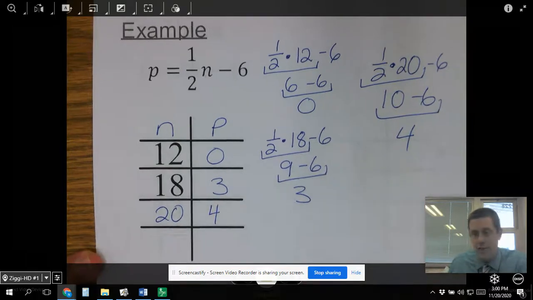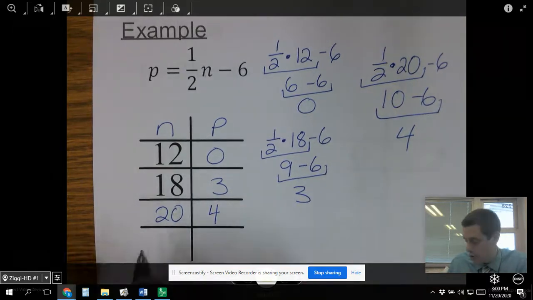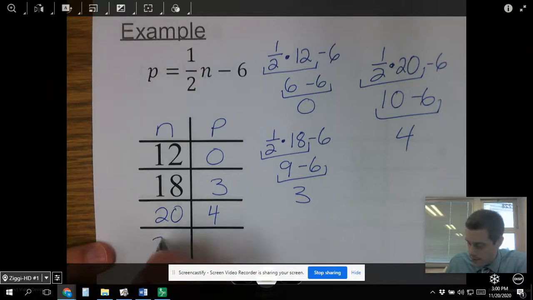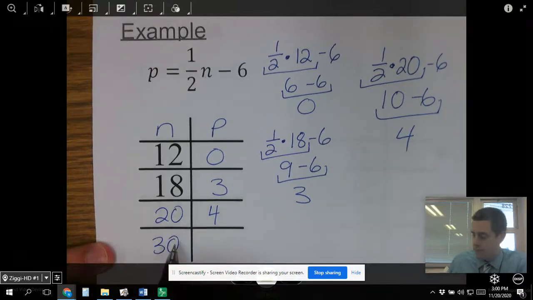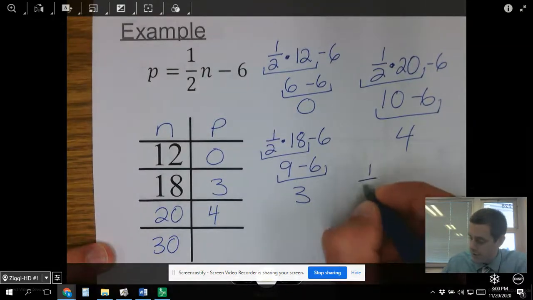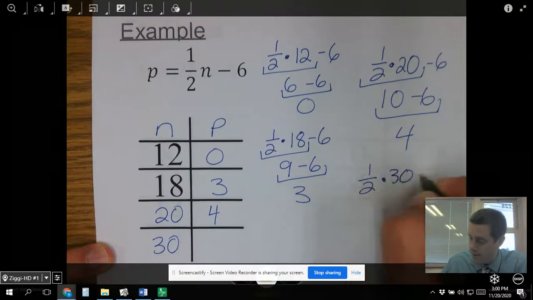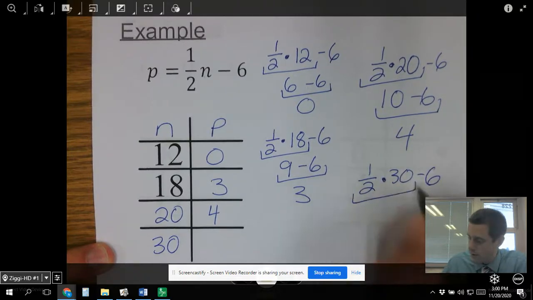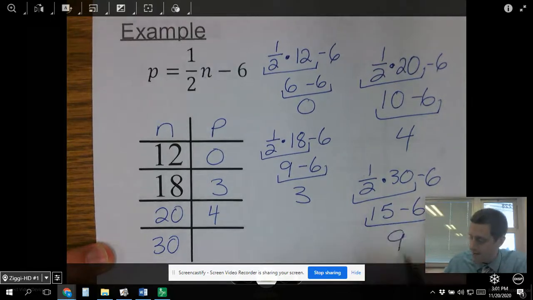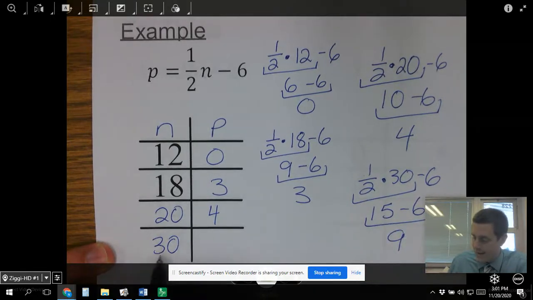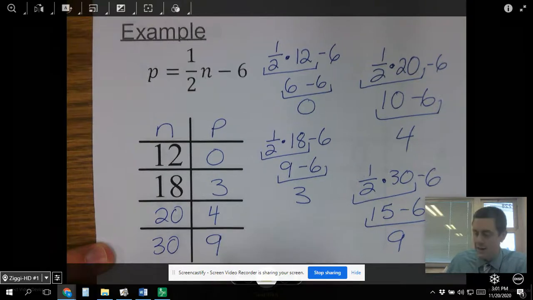And then choose any other value you want. Let's choose 30. Plugging a 30 into n, we're doing 1/2 times 30 minus 6. 1/2 times 30 is 15, and then we do 15 minus 6, and you get a final result of 9. So when n equals 30, p will equal 9.